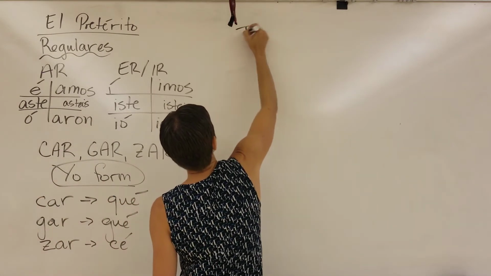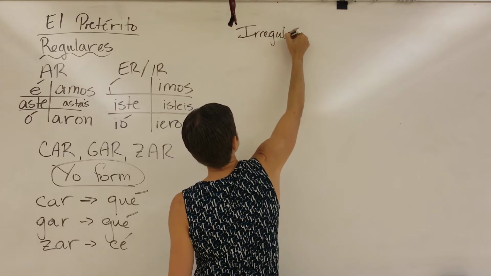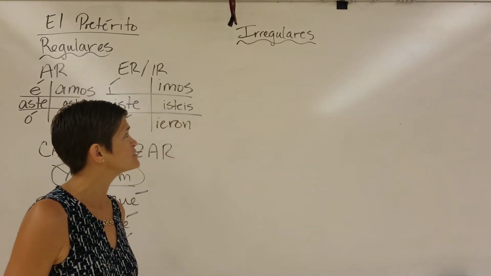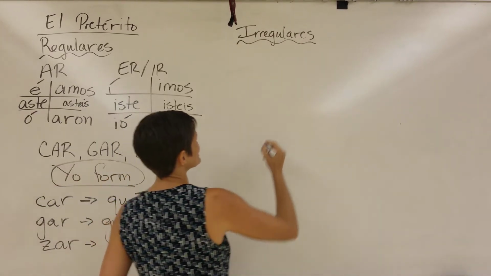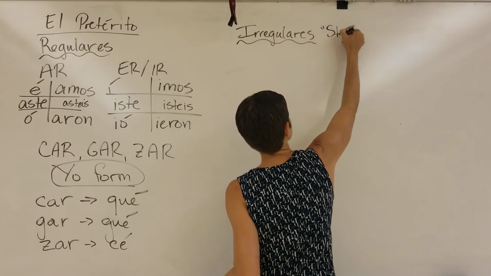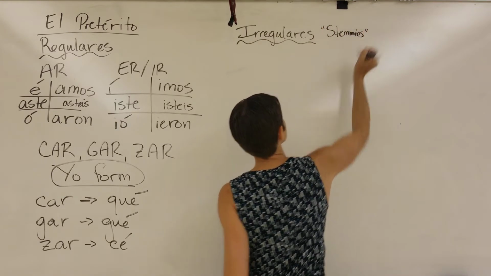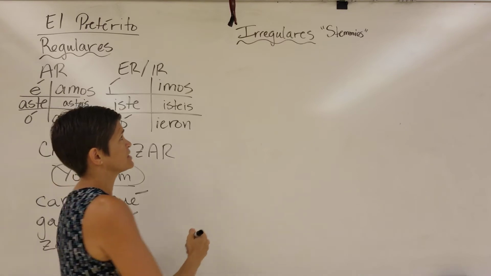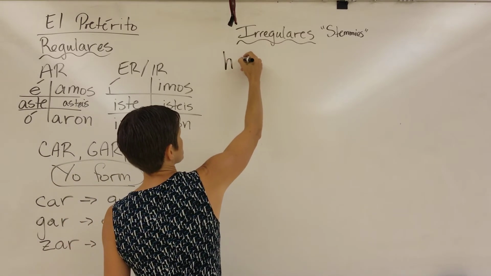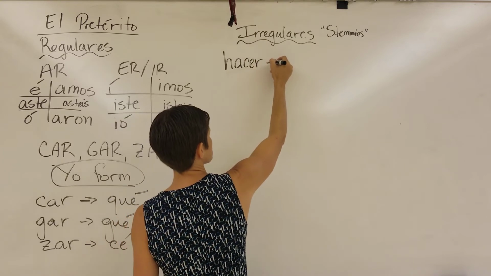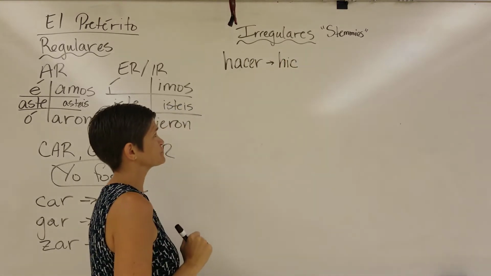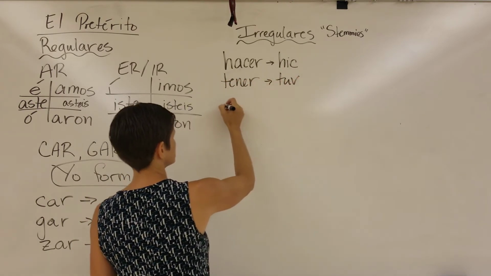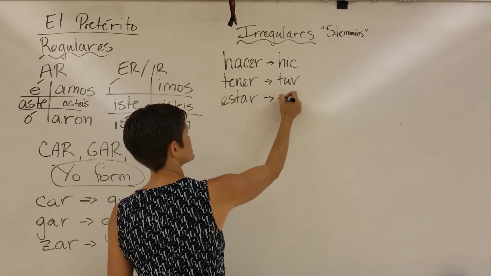Then we need the irregulares. Okay, for most irregular verbs, I refer to them lovingly as stemies. Because all you need to do is memorize the little tiny stem that goes with the verb, and then all of them have the same endings. So for hacer, the little stemmy is hic. And for tener, the little stemmy is tuv. Estar is estuv.